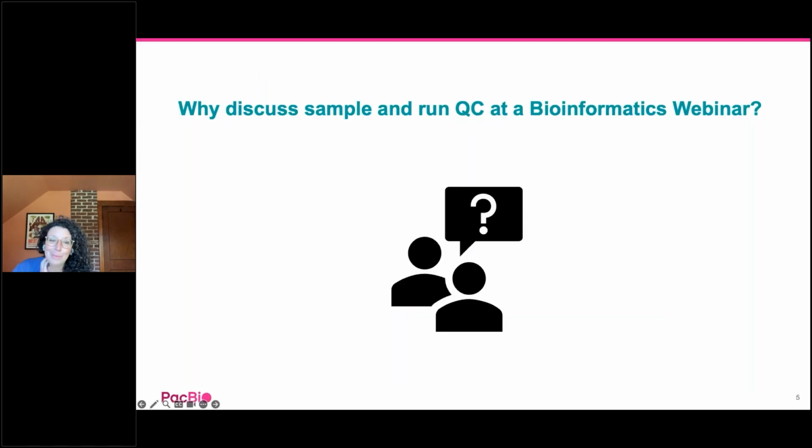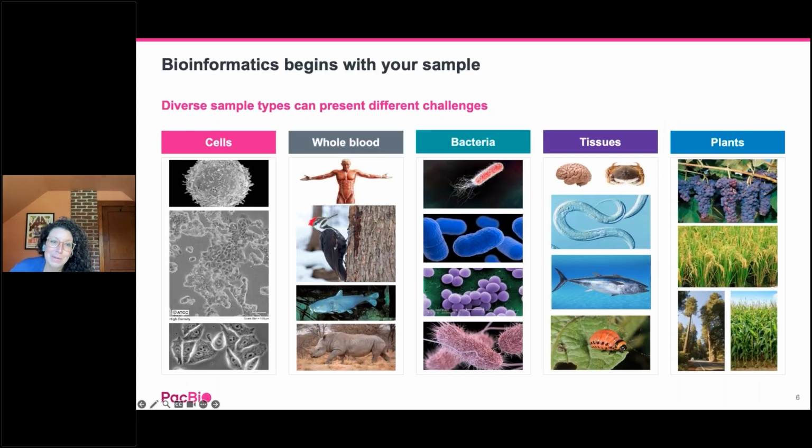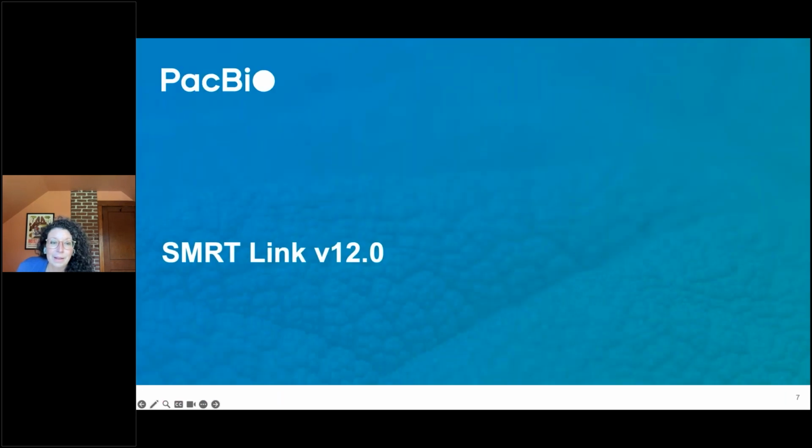But first, I want to bring up why talk about QC in a bioinformatics webinar at all. And that's because all bioinformatics begins with undoing your sample, from the input tissue and how you've collected it to sequencing and the run, which is what we're going to be doing a deep dive in today. So just keep that in mind when going into data analysis. Are you working with cells, whole blood, bacteria, tissue, what kind of tissue, plants, and what other microorganisms might be coming along for the ride?